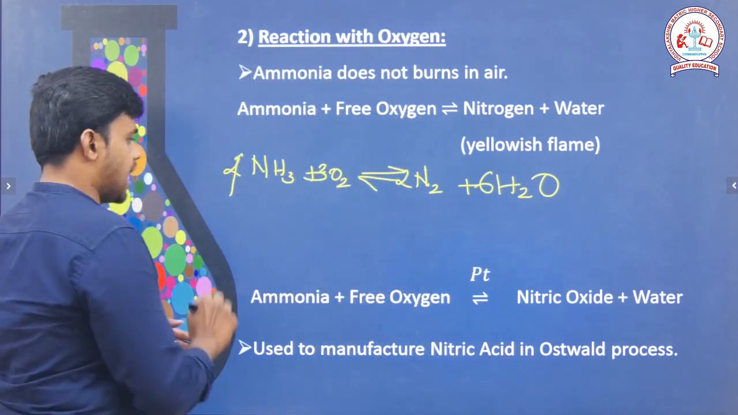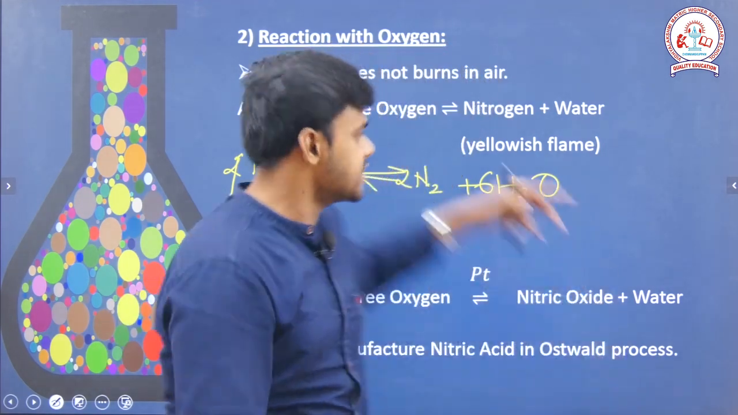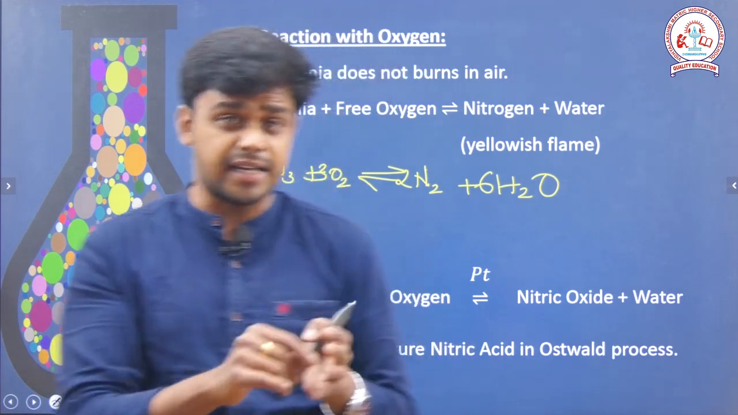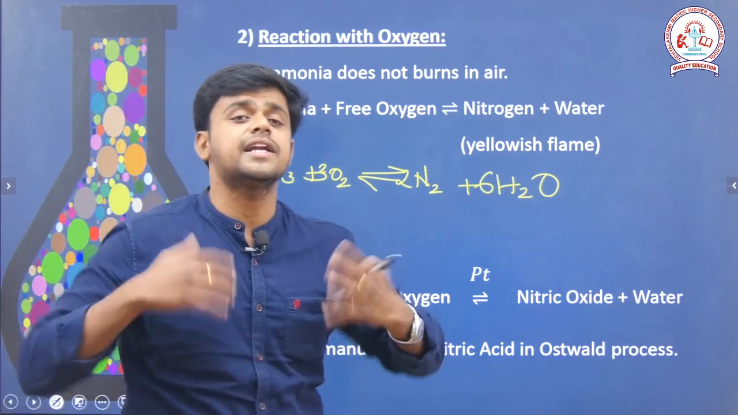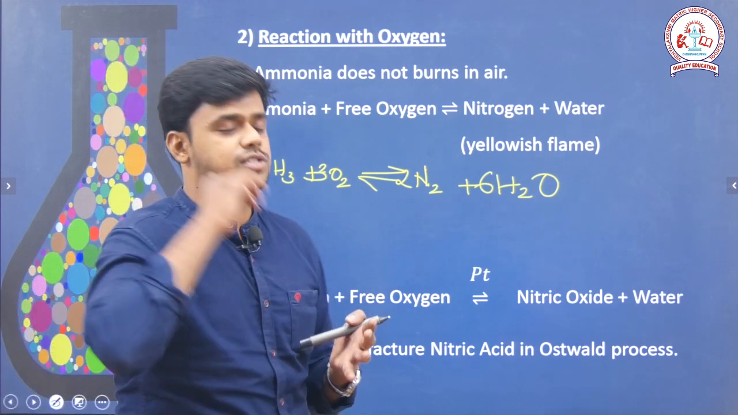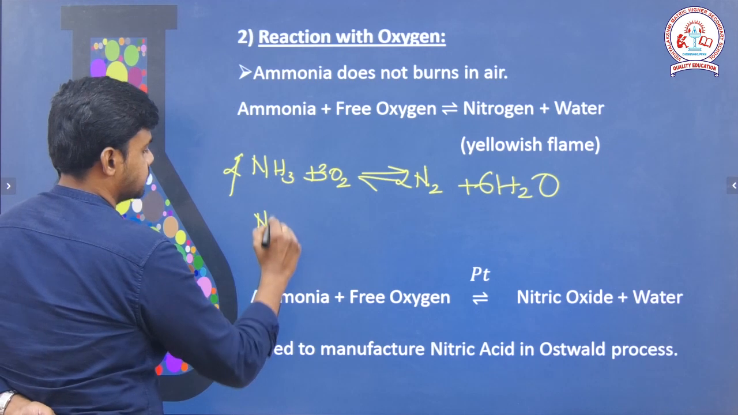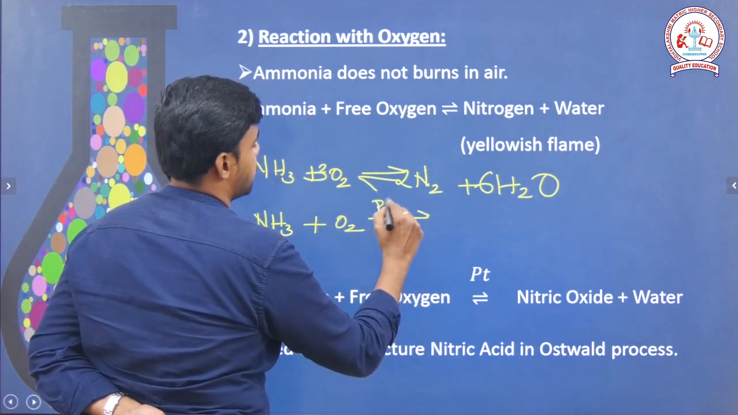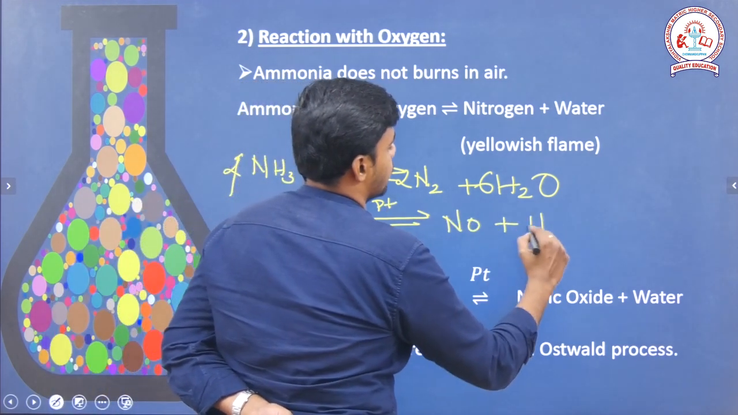Then this ammonia also burns with free oxygen in the absence of a catalyst. That's what we have witnessed. It also burns with oxygen in the presence of a catalyst like platinum. When it burns in the presence of a catalyst, the product that we get is completely different. In the absence of a catalyst it gives nitrogen, in the presence of a catalyst it gives nitric oxide. Okay, let's see how. Look, ammonia, when it is treated with oxygen in the presence of platinum, you will be getting nitric oxide plus water.